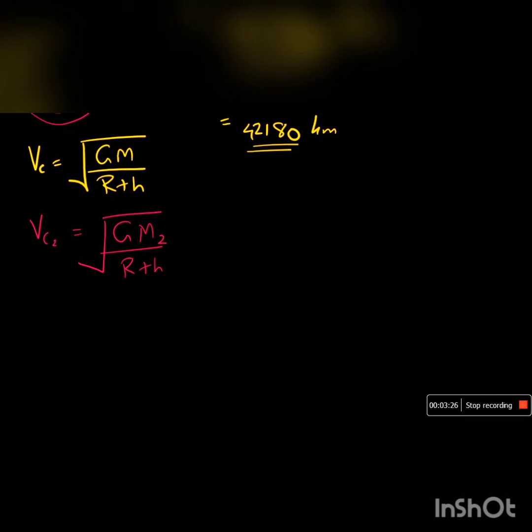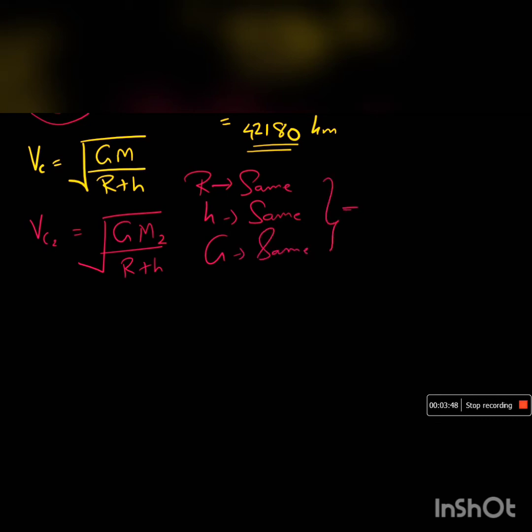So why haven't we written 1 and 2 here? Because in the question, remember that the radius cannot be changed, right? Radius of the planet is same, it's constant. Height is given, so that is the same, constant, right? G is always same, that is constant. What changes? Whatever is changing is M2, correct?